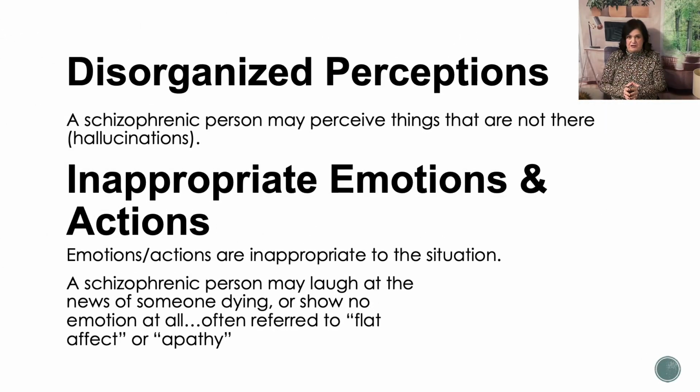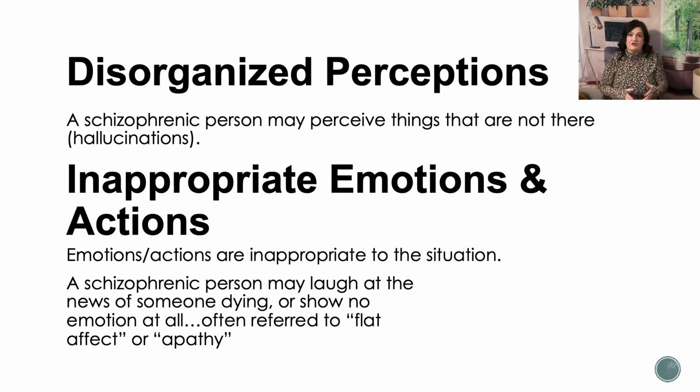Disorganized perception is the next one, where a schizophrenic person may perceive things that are not there. These are hallucinations, and again, we're going to define that a little bit more clearly in a moment. Inappropriate emotions and actions is the last of the three, where emotions and actions are inappropriate to the situation. So a schizophrenic person may laugh, say, at the news when they find out that somebody died in a burning fire very slowly, right?